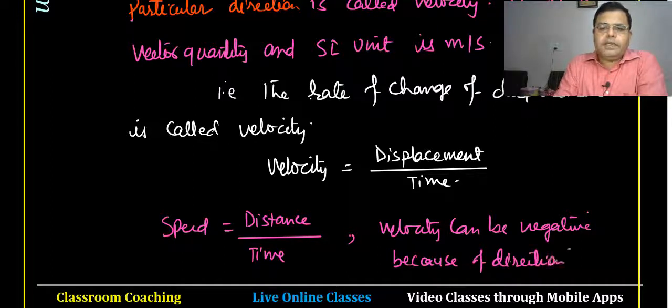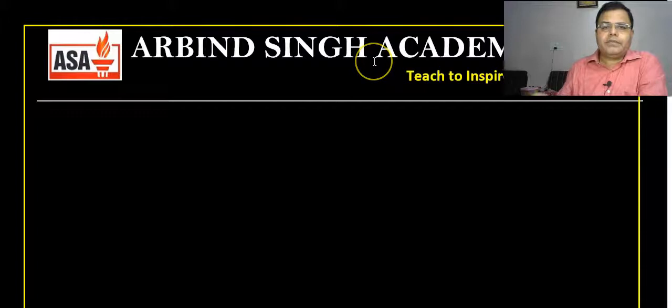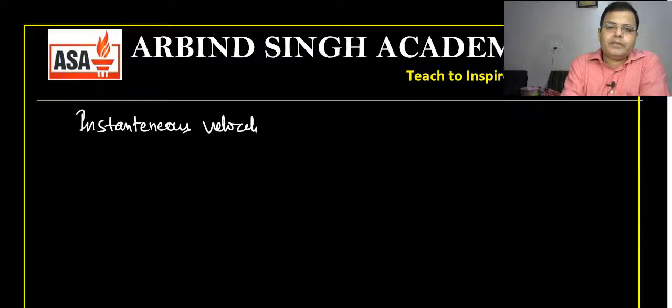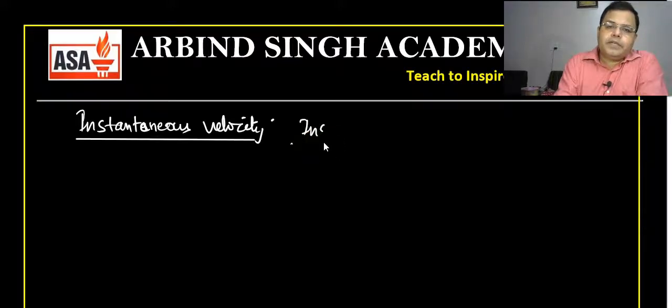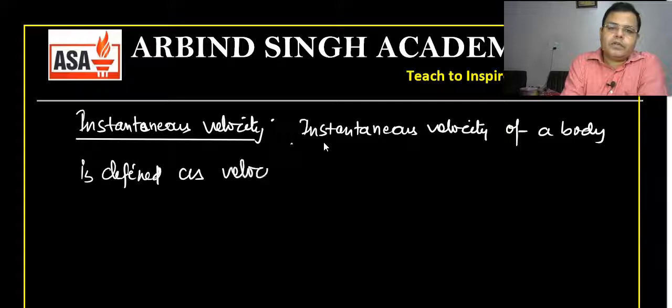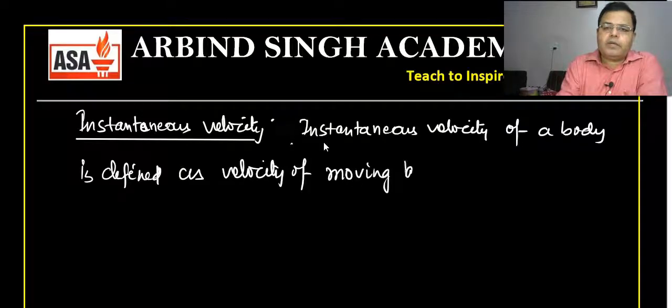Right? But speed cannot be negative at any time. Another term is instantaneous velocity. So the third one is, what is that? The instantaneous velocity of a body is defined as the velocity of a moving body at any instant of time.